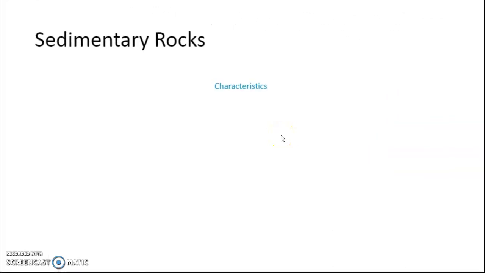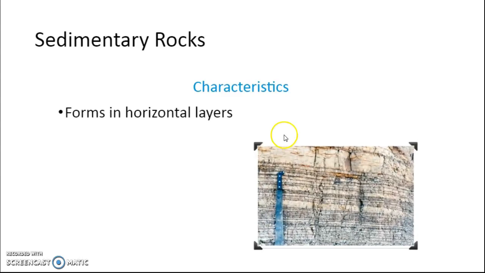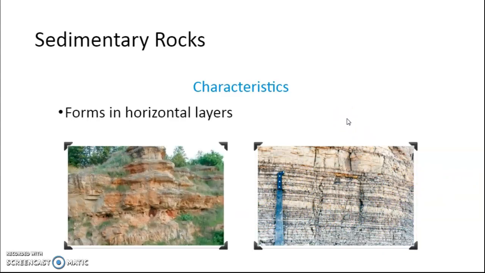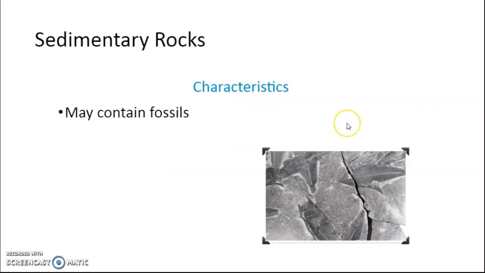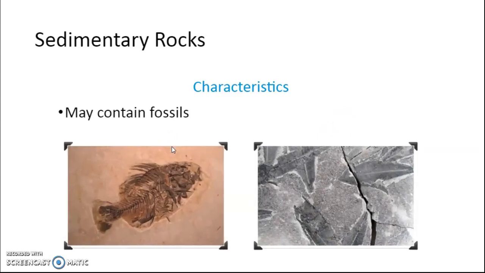We also get them forming in horizontal layers. And so that layering, straight line layering, often gives us an idea that it is sedimentary rock. You can see that in both these pictures. And finally, sedimentary rock is the only rock type that can contain fossils. And so we'll often see fossils that form in sedimentary rock.